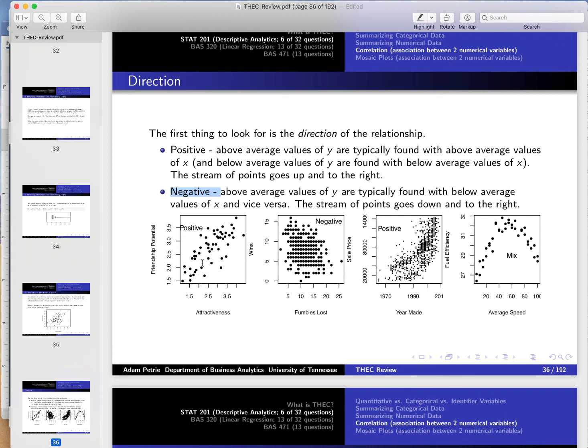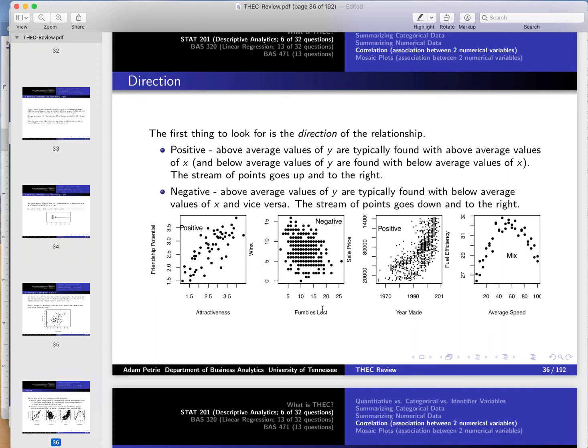So if it's heading up and to the right, that means that as the x variable gets larger, we typically find the y variable getting larger for those individuals as well. The two are increasing in tandem or decreasing in tandem, depending on which way our eyes are going across the plot. A negative relationship is the reverse. A negative relationship has the feature that as one of the variables is getting larger, the other variable tends to be getting smaller on an individual basis.